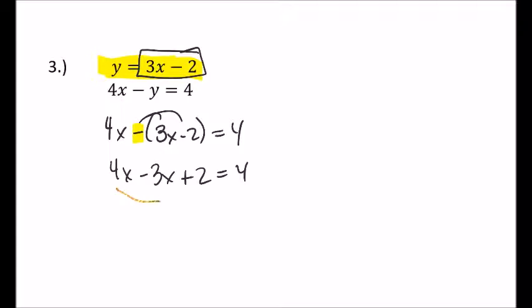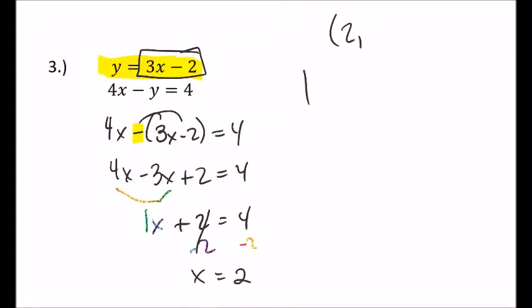We should combine like terms. What is 4x minus 3x? Just a 1x, or an x. You don't have to put that 1. Plus 2 equals 4. We're going to subtract 2 from both sides. Minus 2, minus 2. And you're going to end up getting x is equal to 2. So we get x equals 2.